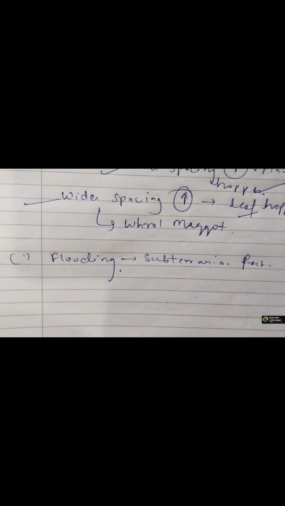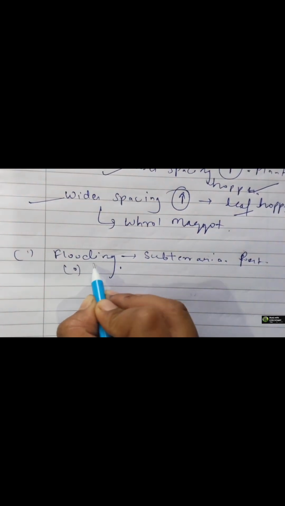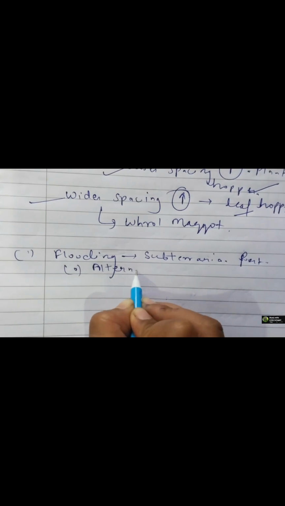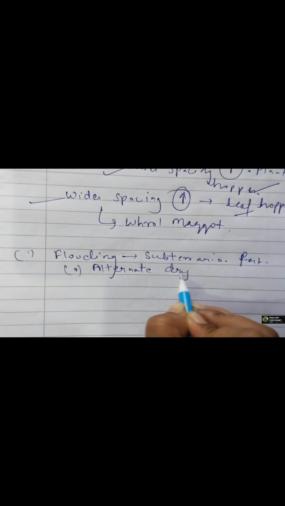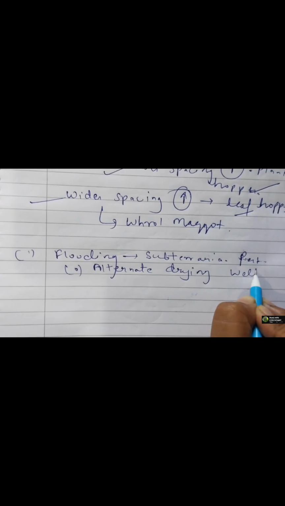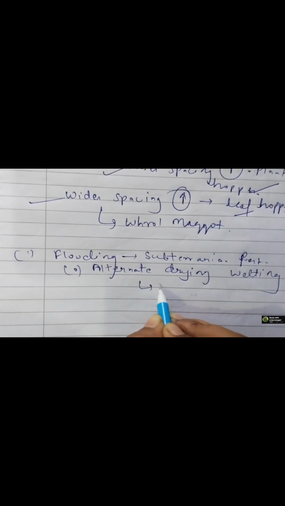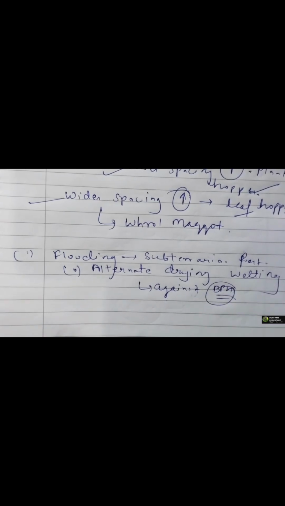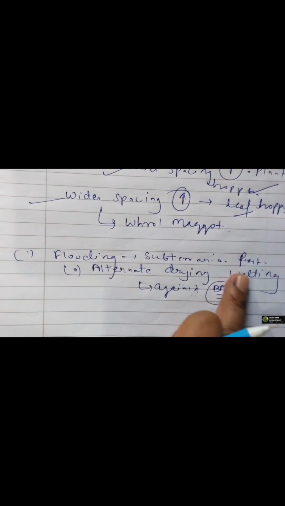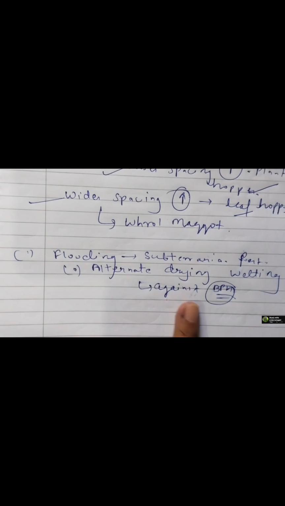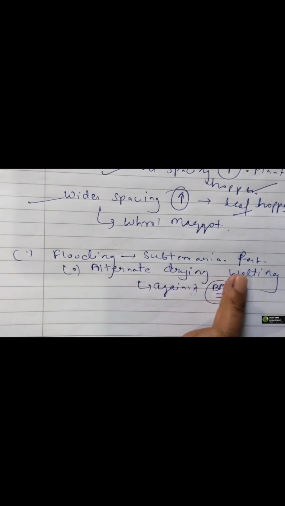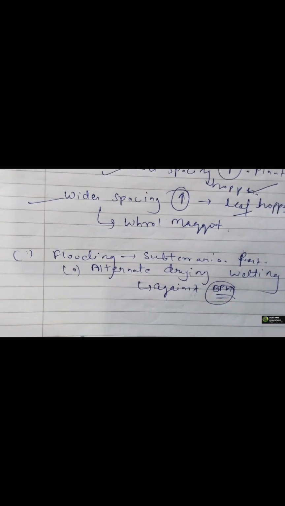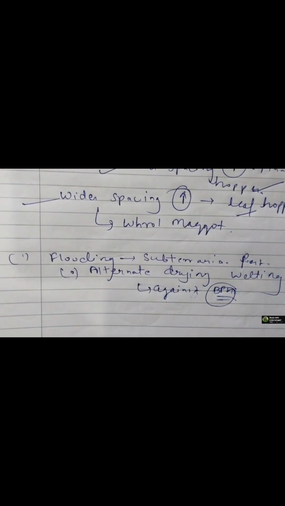Then alternate drying and wetting. The famous practice, alternate drying and wetting to reduce the BPH infestation. Okay, already I told you that BPH favors high humidity. If there are much wet rice fields, BPH incidence will be more. But if we give alternate drying and wetting periods, with the removal of the moisture, the BPH will die. So this is very important.